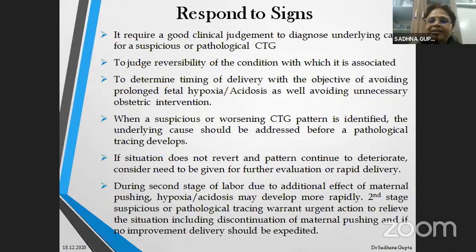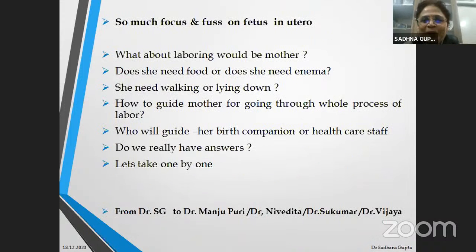And the second stage, Mitra, continue the second stage, because second stage is the peak of everything. When there is head compression and vagal stimulation, suddenly there is a lot of hodgepodge, and second stage cesarean and assisted delivery are both a little bit complicated things. So the second stage issue is also there, and hopefully we will cover it in the next session. Dr. Manju Puri, your last comment before we switch from the fetus to mother. Do not treat CTG, please treat the patient. Yes. Very good answer.